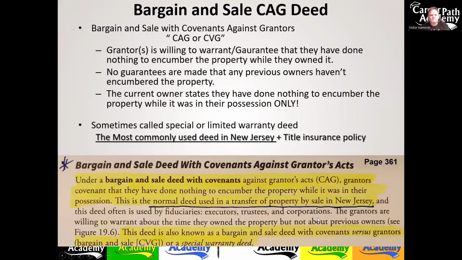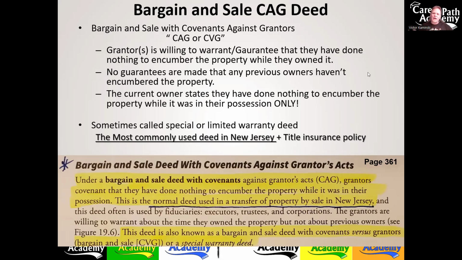So that's pretty interesting. Now, the bargain and sale deed with covenants against grantor's acts, CAG or CVG. On exams they'll refer to it as CAG, but possibly as CVG, covenants versus grantors. Same deed. The grantors basically state that as long as I've owned the property, I've done nothing to encumber it, but I'm not guaranteeing anybody that owned it before me. For that, you've got to do a title search, do your own research and due diligence, and get title insurance to protect you. I will give you a full warranty for as long as I've owned the property, but not for as long as anybody that owned it before me. That's what a bargain and sale CAG, Covenants Against Grantor's Acts, means.